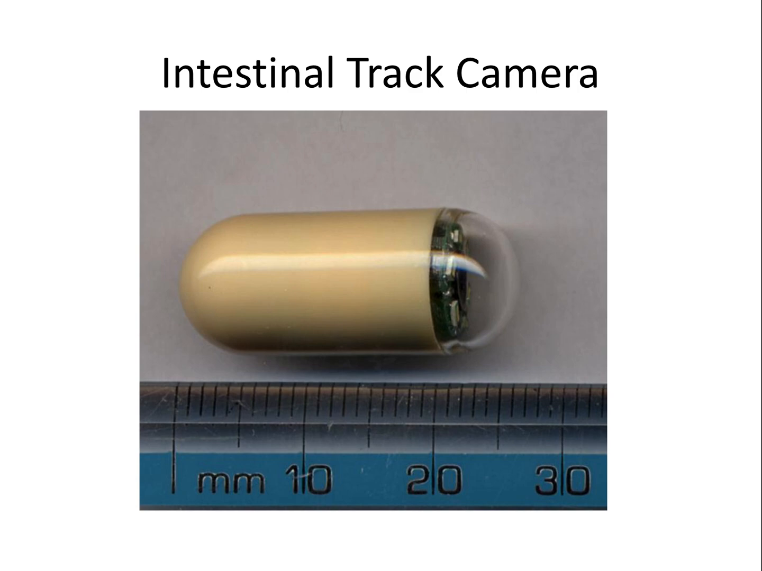This is an intestinal tract camera. This is a way that we can see what's going on inside someone's body if they have a blockage, or just in general to do research. It's very, very small, as you can see by the measurement below. And you could swallow it easily and we could see what's going on inside you.